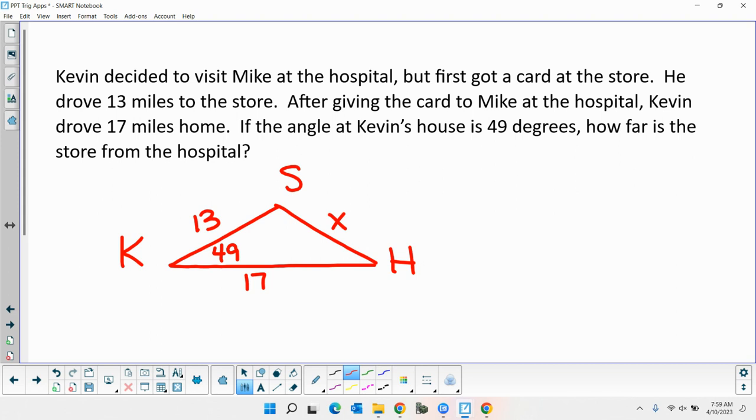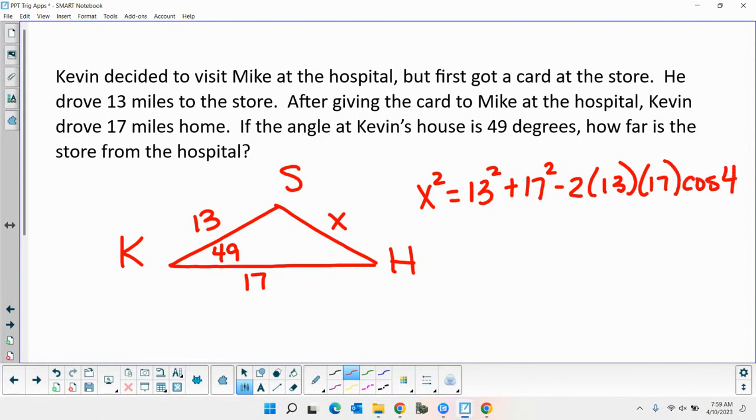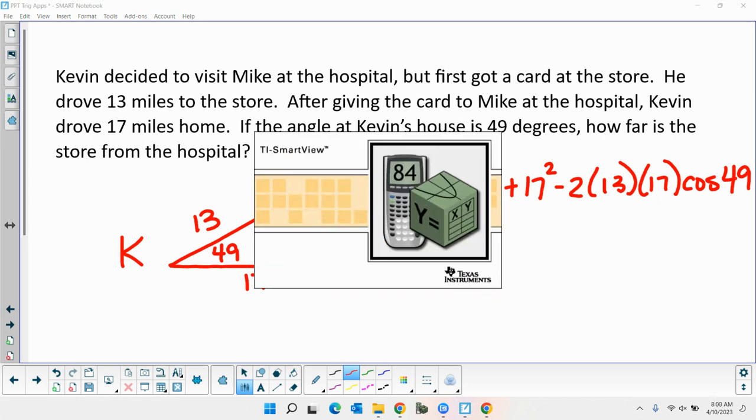Okay, so we got side angle side. So which can I use? Law of cosines, right? So we're going to say x squared, that side, equals 13 squared plus 17 squared minus 2 times 13 times 17 times the cosine of 49. So this is one of those where we can put it all in the calculator, right? So we do that. My calculator will come up. There we go.